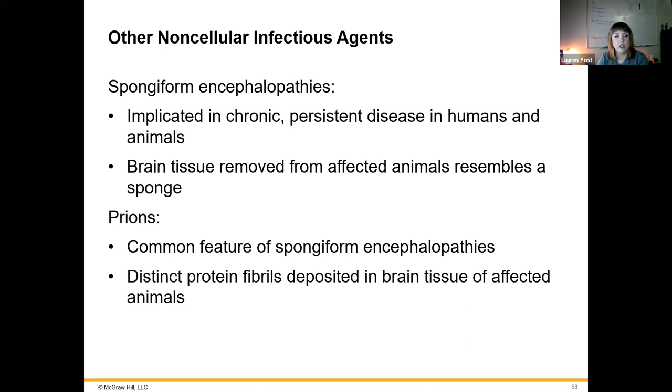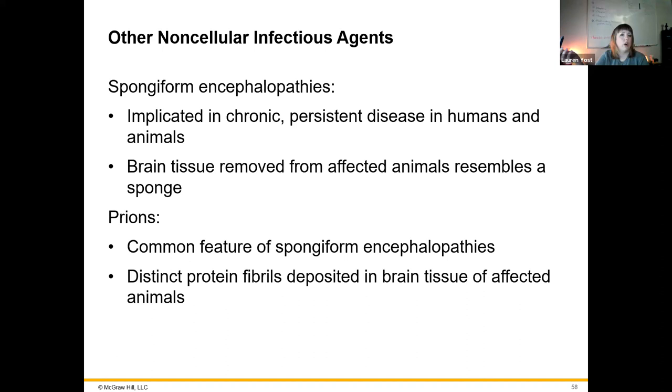Brain tissue that is removed from people who are suffering from, or animals that are suffering from spongiform encephalopathies. These guys have a spongy looking brain, like with holes through it, and especially in the grooves on top. So a lot of that gets overpronounced. So these are caused by prions. We often find these associated with spongiform encephalopathies.